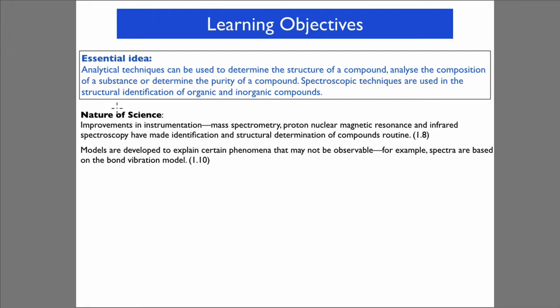Nature of science. Improvements in instrumentation. Mass spectroscopy, proton nuclear magnetic resonance, and infrared spectroscopy have made identification and structural determination of compounds routine. Models are developed to explain certain phenomena that may not be observable. For example, spectra are based on the bond vibration model.